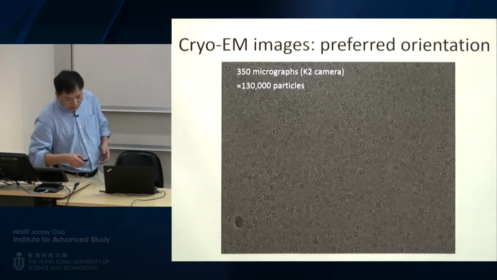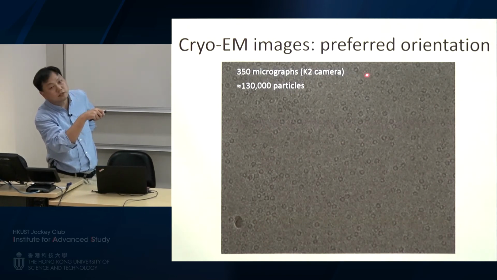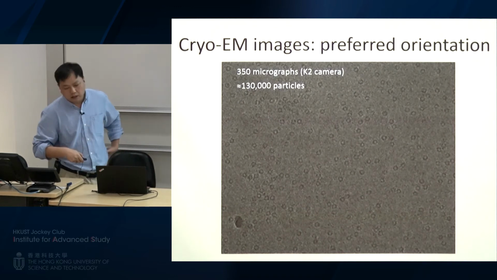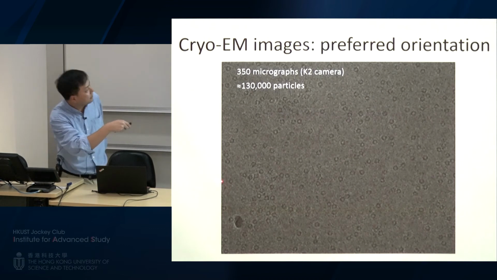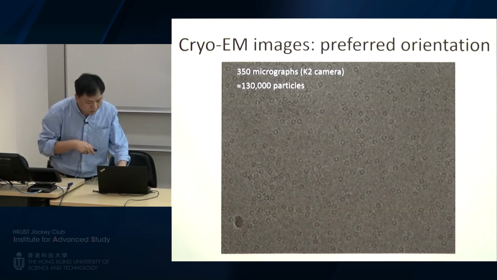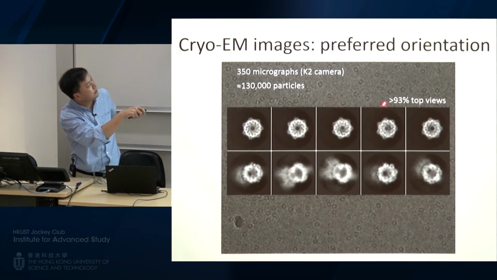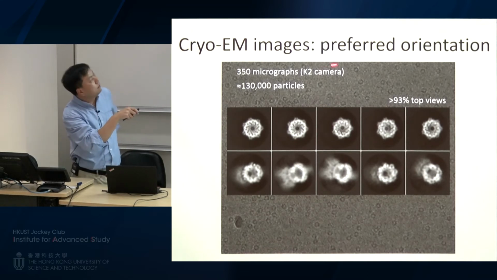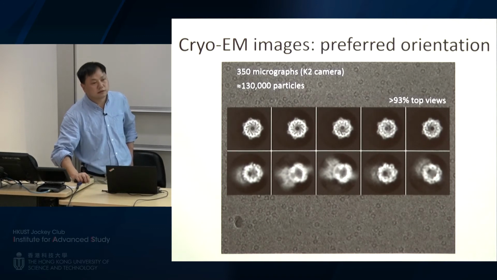Another big issue is that we have a very serious problem with preferred orientation. That means certain biological molecules tend to stay in the ice in a single view. For example, what you are looking at is mostly top views. If we collect all the particles, we will see that 93% of these particles are from these views. If there is a problem of preferred orientation, usually we cannot get a very good 3D structure from it.